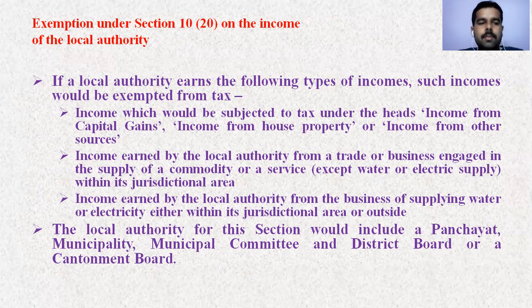The local authority for this section includes a panchayat, municipality, municipal committee, and district board or cantonment board. On these, they are getting some income. It is fully exempted. You observe carefully: supplying water and electricity, either within the jurisdictional area or outside, they are getting some income. On this income, it is fully exempted. It includes panchayat, municipality, municipal committee, and district board or cantonment board.